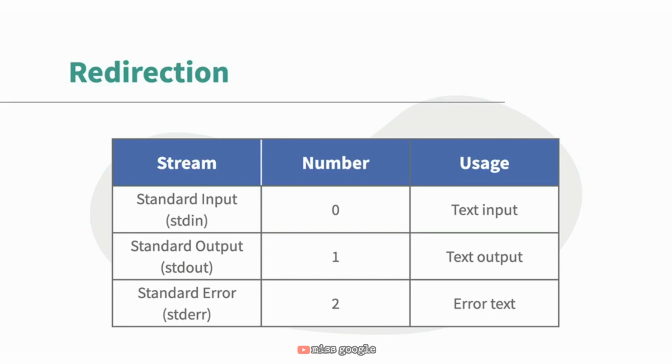Standard input is given the identifying number or descriptor of 0. Standard output is 1, and standard error is 2. We'll be using these descriptors to redirect information to other places.